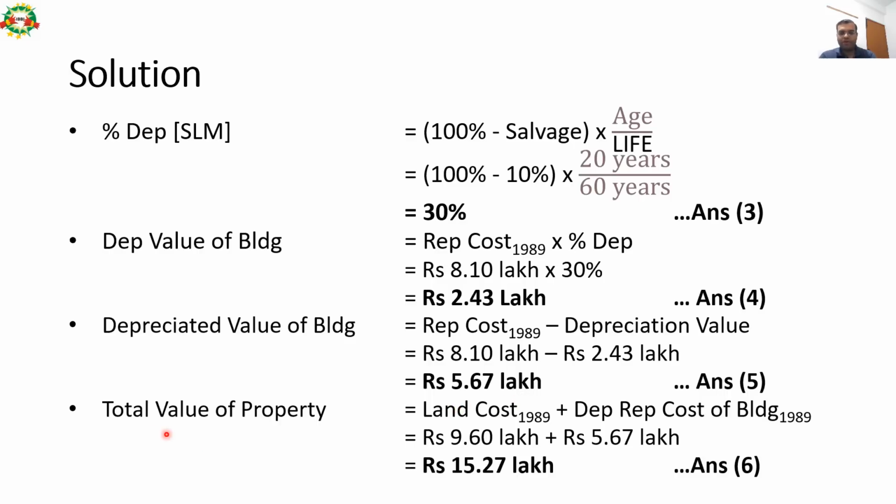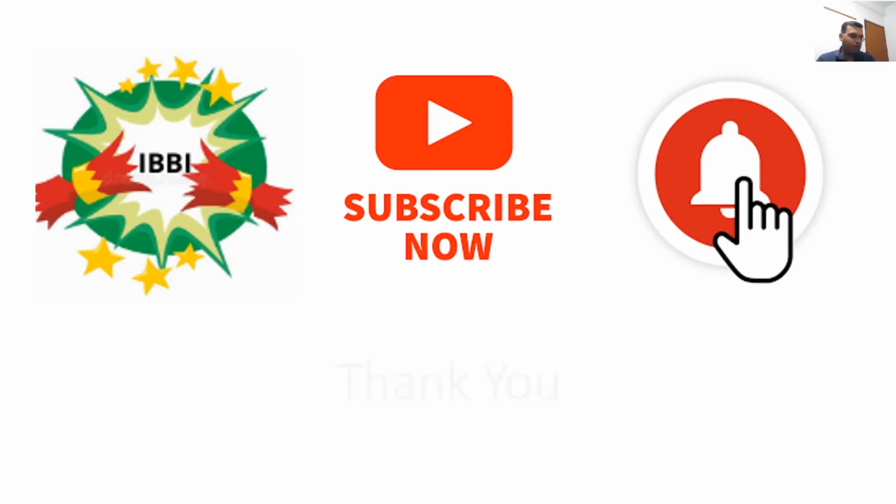Total value of the property is equal to land value plus building value, that is, the depreciated replacement cost of the building in 1989. The land value we calculated in the second last slide is 9.60 lakh, plus 5.67 lakh, the depreciated replacement cost of the building in year 1989 at Nagpur. Total value of the property is 15.27 lakhs. This is all in today's session.